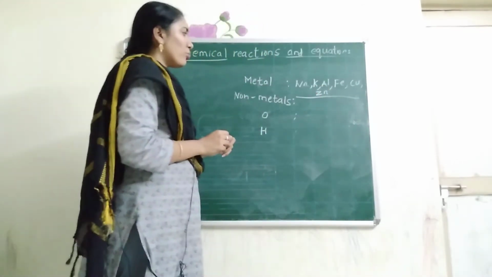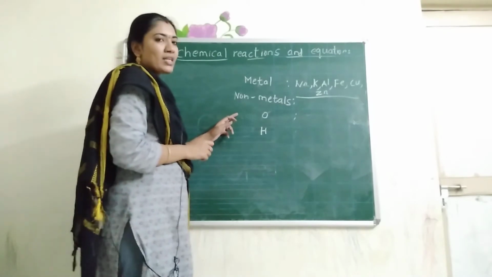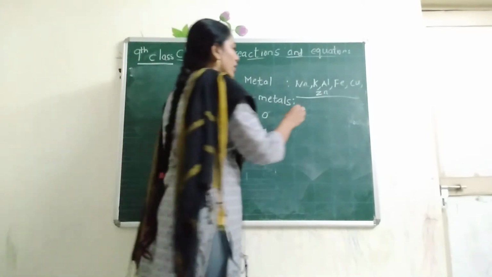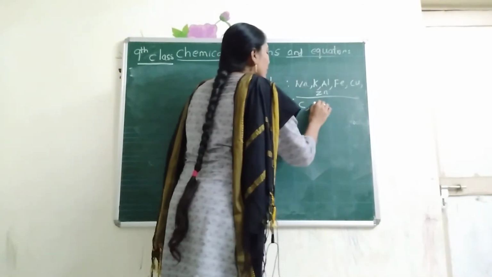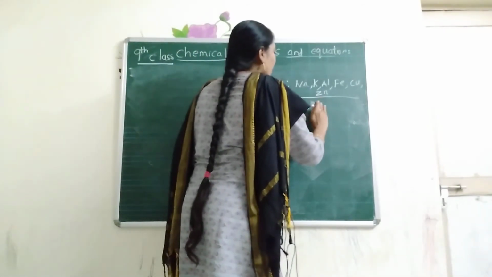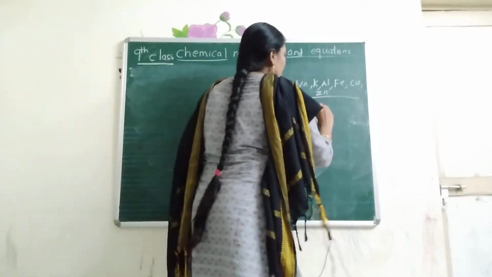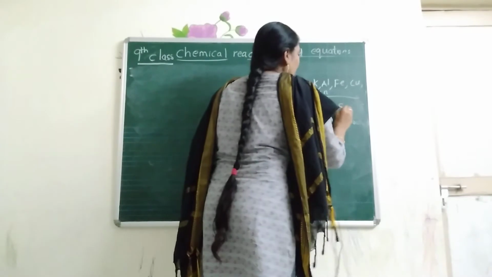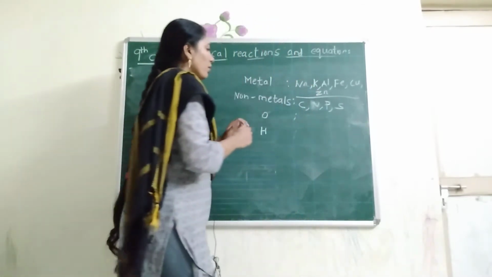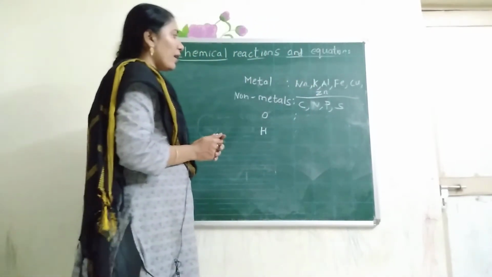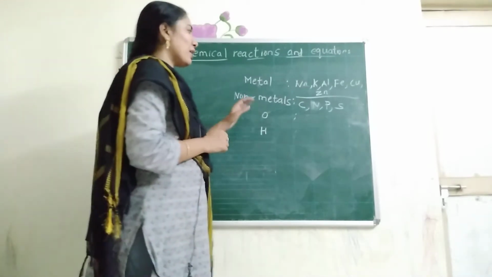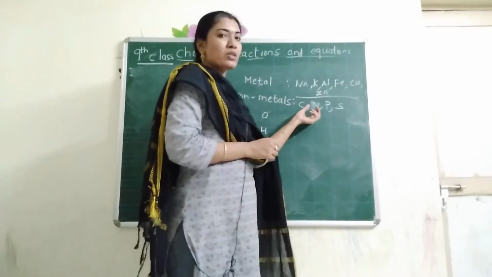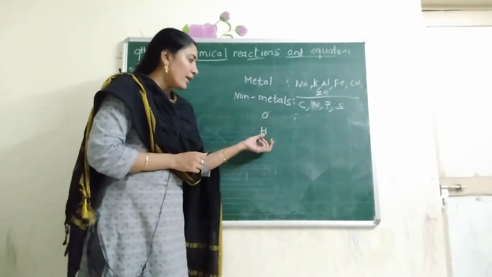Then what about non-metals? Generally, most p block elements are non-metals. In the first 30 elements, the non-metals are carbon, nitrogen, phosphorus, sulfur. This much is enough. Next, oxygen and then hydrogen. So in balancing the chemical equation, first you have to balance the metals, and then you come to these non-metals, and then oxygen and then hydrogen.